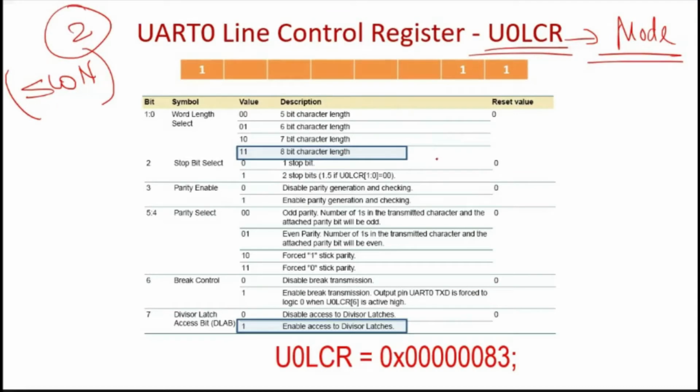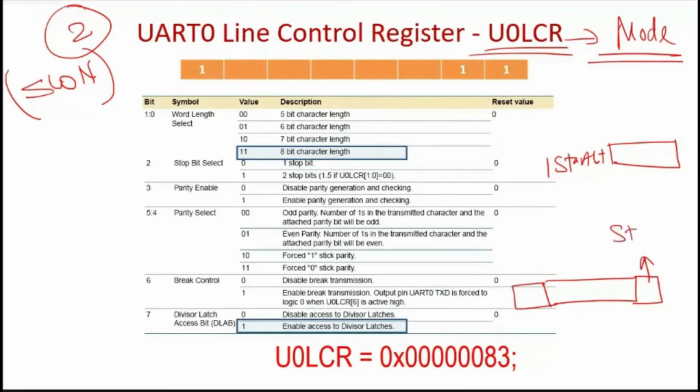Size of your payload means, in UART communication you have one start bit and then you have the data bits. I can put it this way here. This is the start bit. Then you have the stop bit. Then you have the data bits here. So the size of the data bits is represented here.